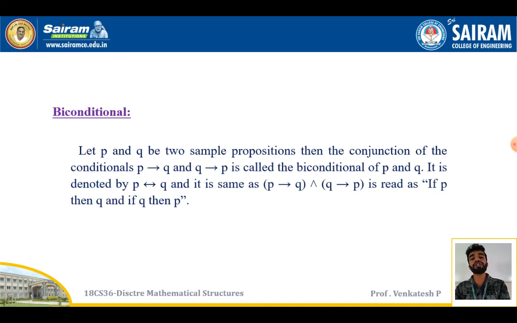Next is biconditional. Let P and Q be two simple propositions. Then the conjunction of the conditionals P implies Q and Q implies P will be called the biconditional of P and Q. It is denoted by the double implication symbol, and it is the same as P implies Q and Q implies P. It will be read as "if P then Q and if Q then P."